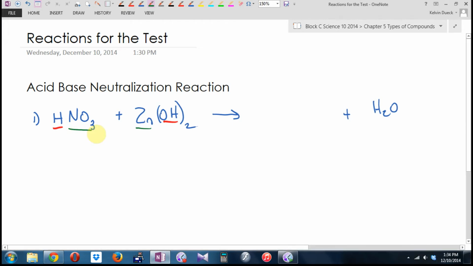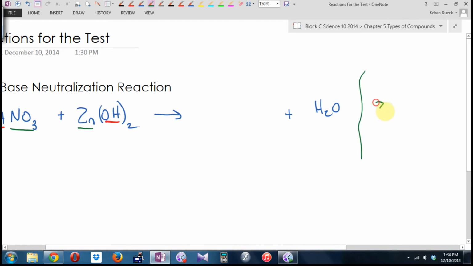But I have to crisscross properly. What do I mean by that? Over here, off in the margin, I'm going to say zinc. What's its ion charge? Can someone look that up on their periodic table? Zinc, what's its ion charge? 2 plus. And NO3, which is nitrate or nitrite, what's its ion charge? Minus.